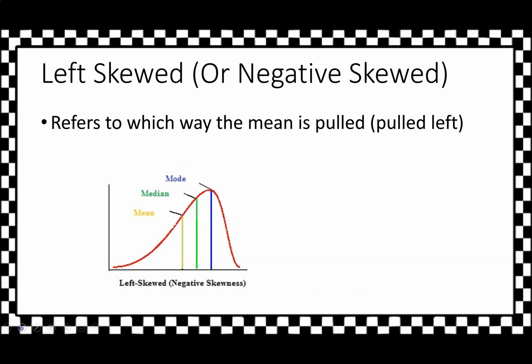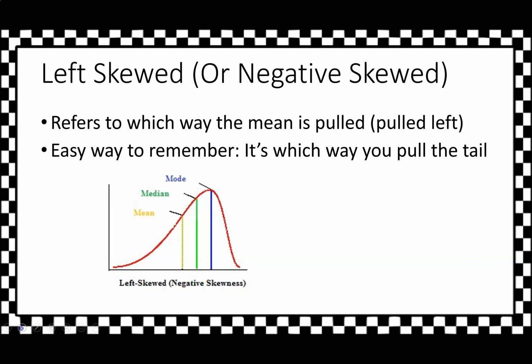Now I want to talk about left skewed or negative skewed. This one I always get confused with, but honestly, you just have to think about which way you pull the tail. So here's a tail right here. I'm going to put a little fur on it. Which way would you take your hand and pull that? Here's my hand grabbing the tail, and I would be pulling it this way, meaning that this here is left skewed.